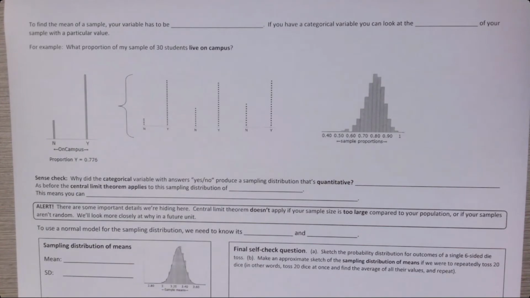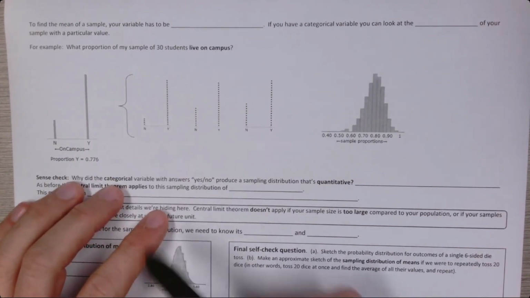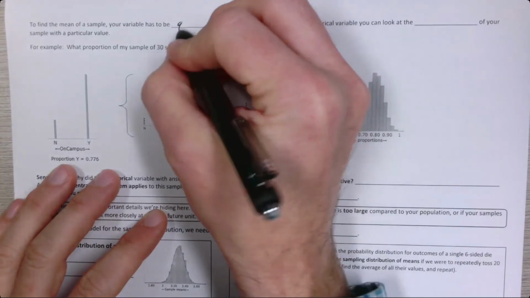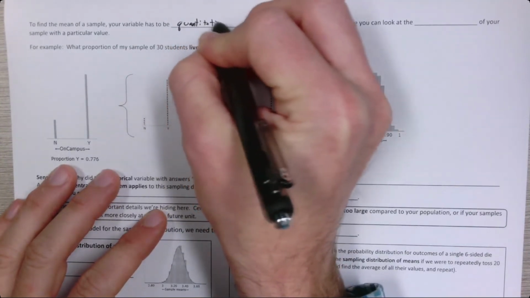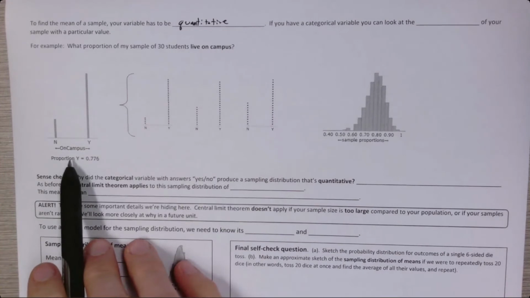Okay, so let's flip over to the backside. So if you're taking these samples and you want to find the mean of your samples, a mean is a measure of center for a quantitative variable. But what if we have a categorical variable? So for the example here, the categorical variable is whether or not the student lives on campus.